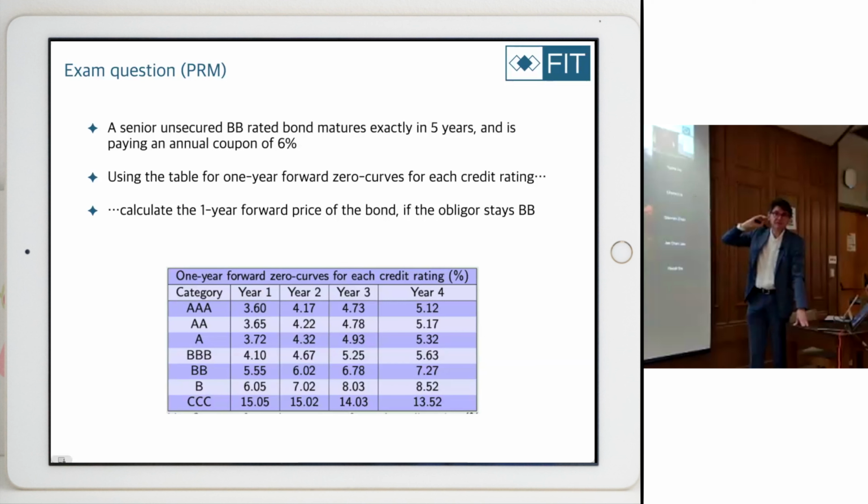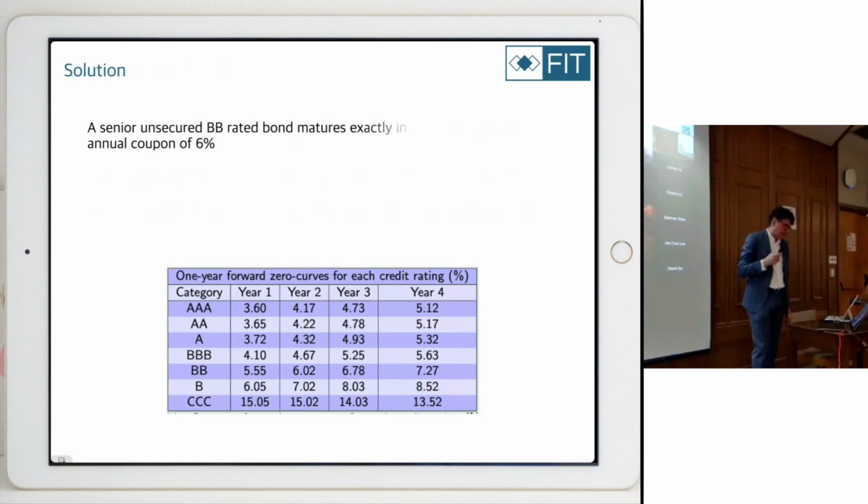And since you mentioned that, there's a condition here which I neglected to say: if the obligor stays double B. We're going to see this very often, okay? Because if it changes from double B to triple B or A, then of course it's going to change, assuming that it stays the same. Okay, good. So that's that.